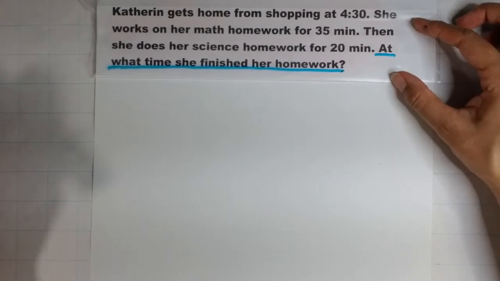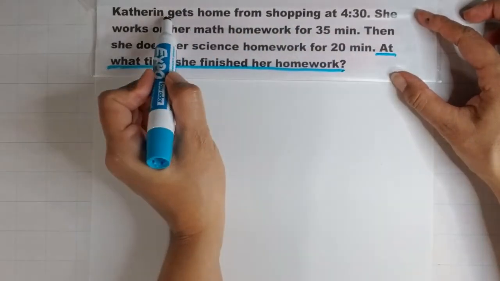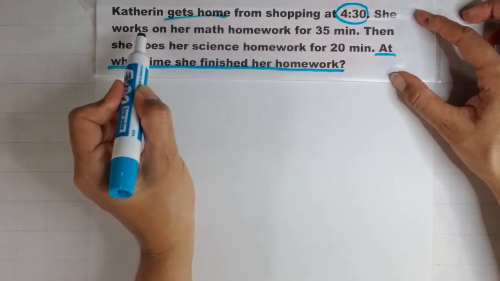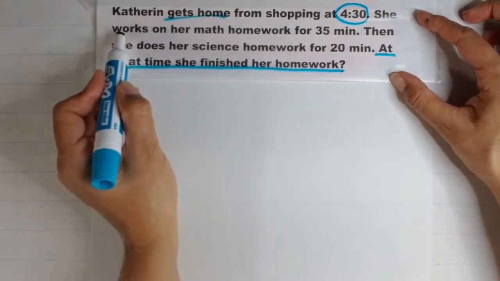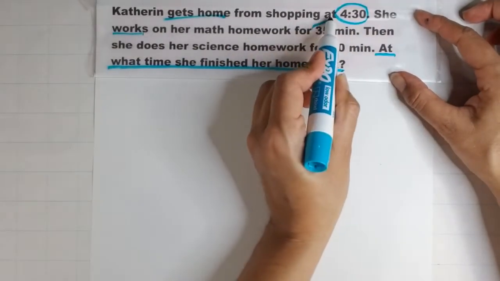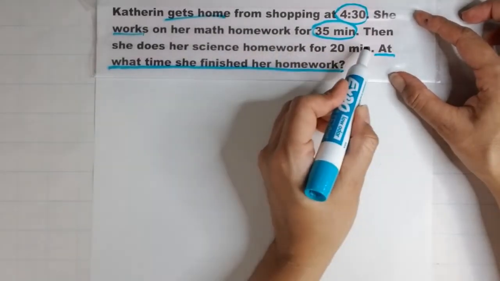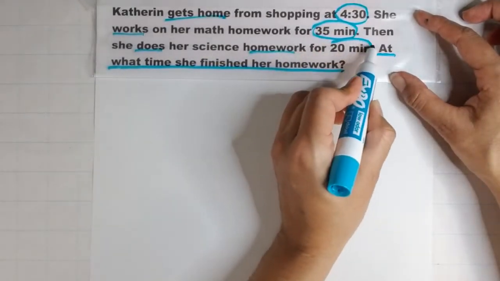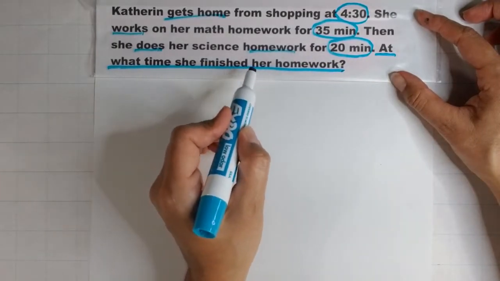Now let's read it again and start circling the information that helps us answer that question. Catherine gets home from shopping at 4:30. So she gets home at 4:30. Then she works on her math homework for 35 minutes. So she works for 35 minutes. Then she does her science homework for 20 minutes. Now she does her homework for 20 minutes. Now we've got all the information we need to answer the question.